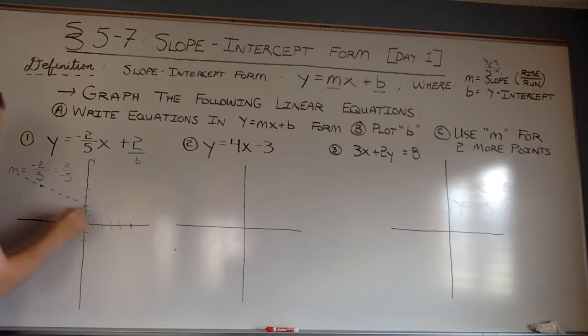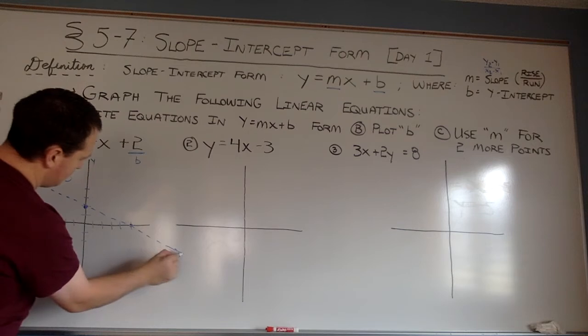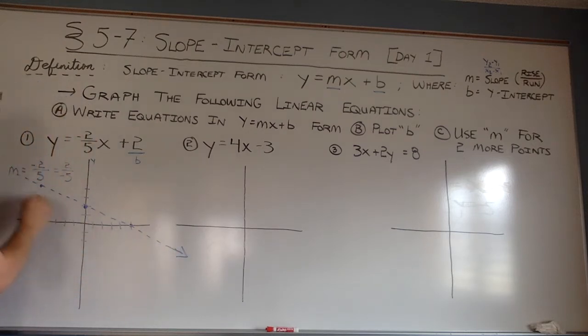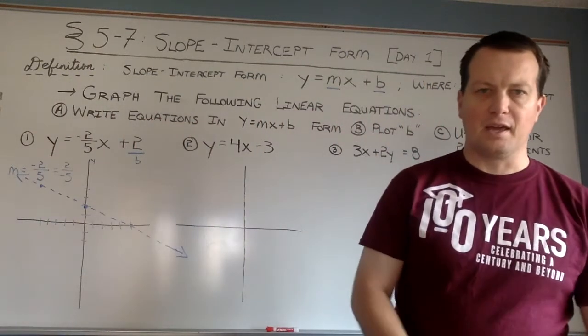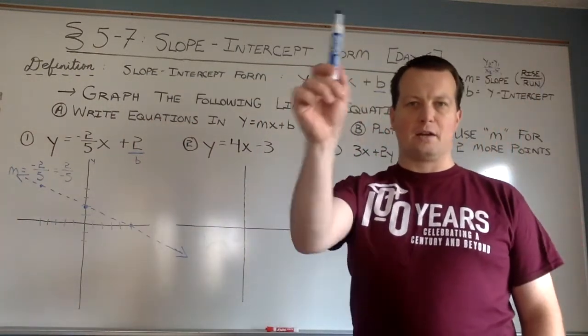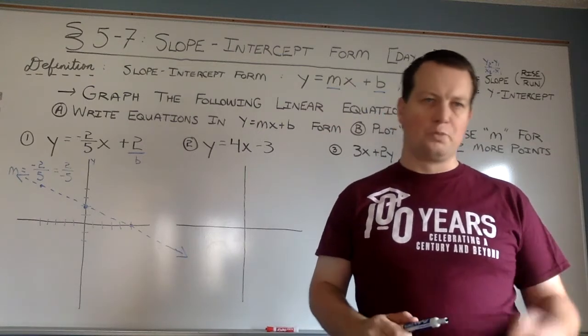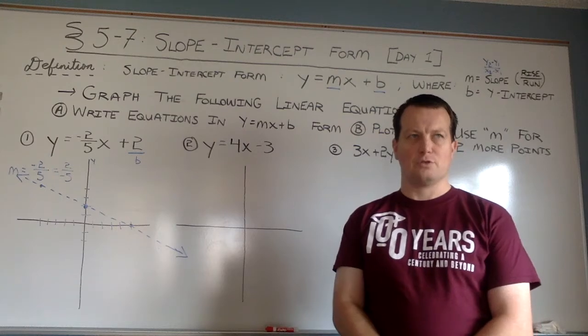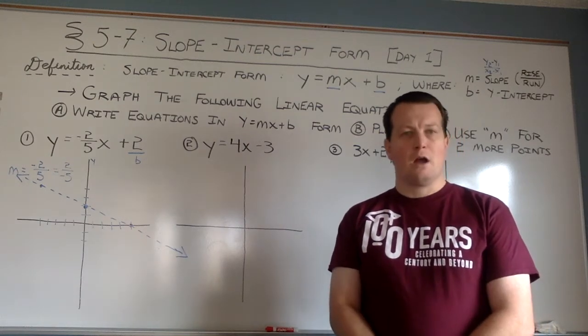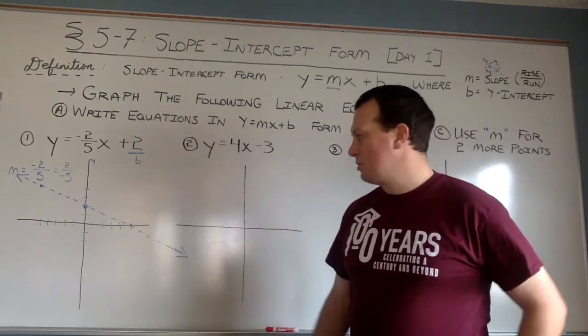And there is my line. That's all there is to it. To me, that's a whole heck of a lot easier than making a table of 5 values, negative 2, negative 1, 0, 1, and 2, plugging those in for x, and then finding your y values. That's just me. All right, so that's our first line here.